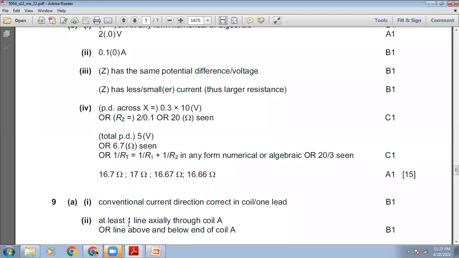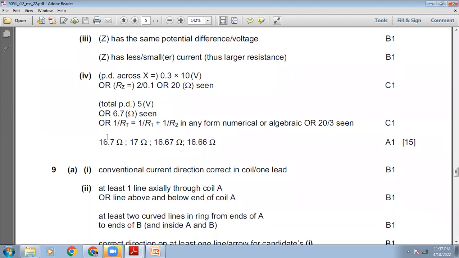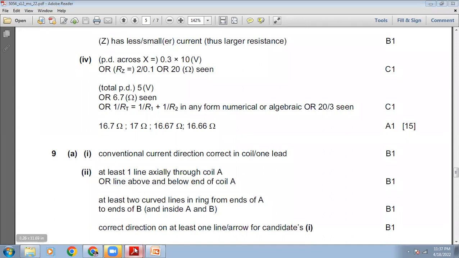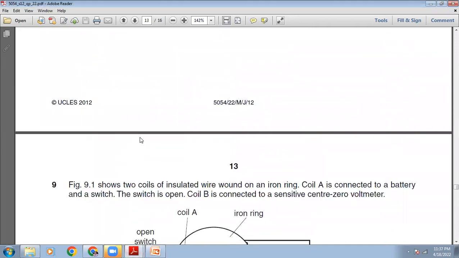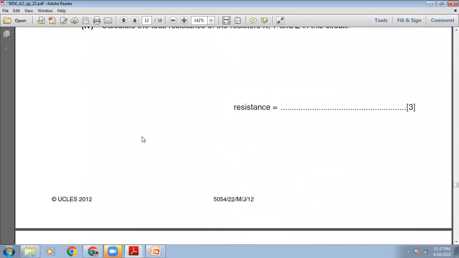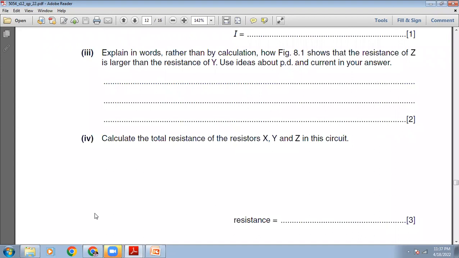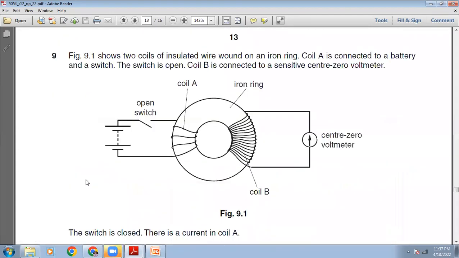So let me check the marking scheme. Yeah, this will be the answer. Yeah, our answers are right. So my dear students, we are done with question number 8. Hopefully you understand this question. So we are done.